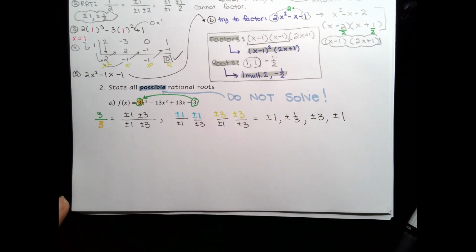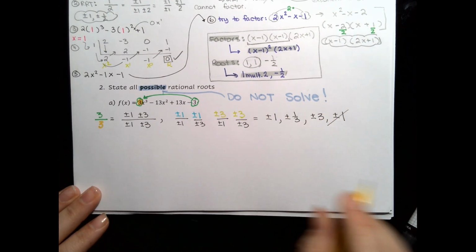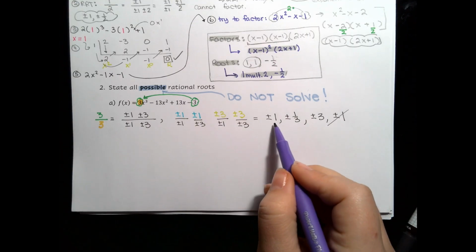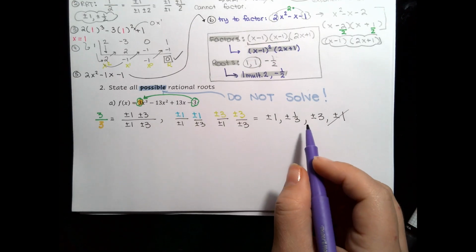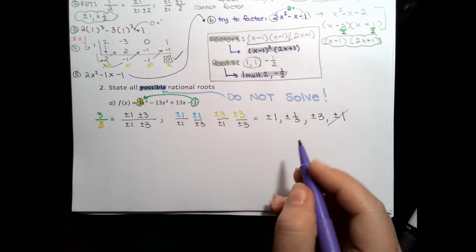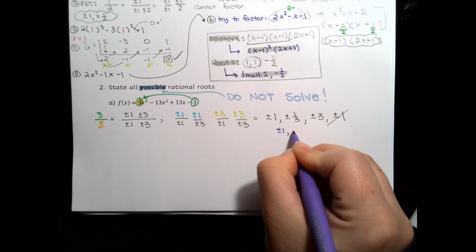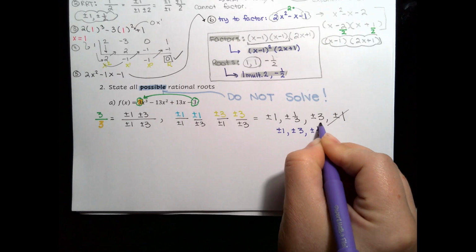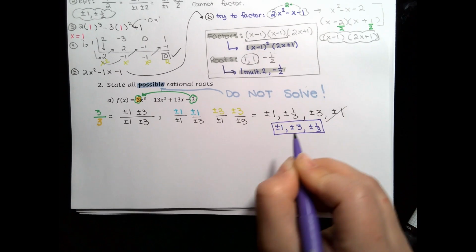Any repeats we do not need, so we're going to cross out that one. So that means all of our possible roots end up being plus or minus 1. Now you can do this if you want, like write 1 and then 3, but it doesn't really matter. So then what we have is plus or minus 1, plus or minus 3, plus or minus 1/3. Again, order does not matter here. As long as you have all of them, it's fine.